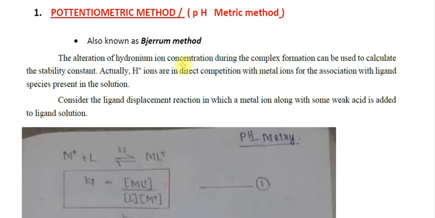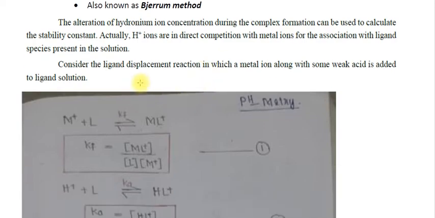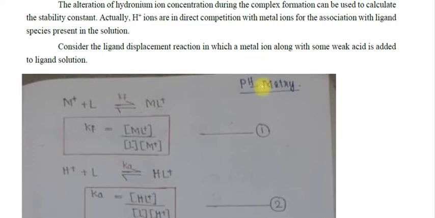The main thing that is used in this method is the alteration of the hydronium ion concentration during the complex formation, and it can be used to calculate the stability constant. Actually, H plus ions are in direct competition with the metal ions for association with the ligand species present in the solution. That means altering the hydronium ion concentration during the complex formation is mainly considered in this potentiometric method. And here we are considering a ligand displacement reaction in which a metal ion along with some weak acid is added to the ligand solution.